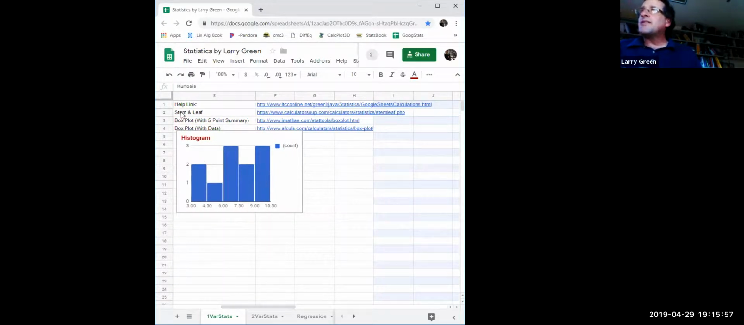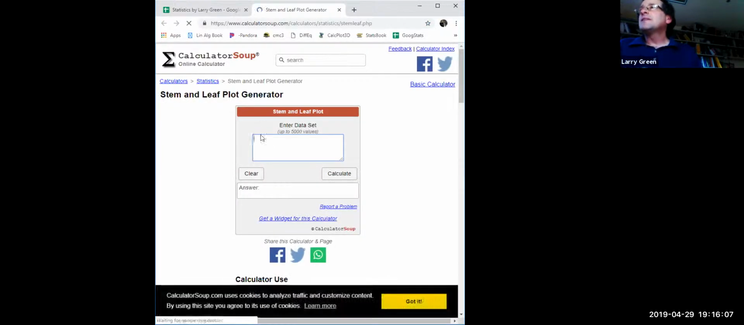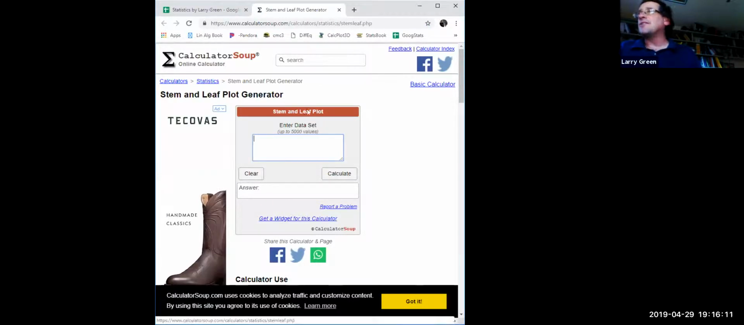is I have a stem and leaf creator and a box plot creator. So if you click this, and this, I didn't create this, and you go to it, then you enter your data set and you calculate, and it'll give you a stem and leaf plot. And then you can use that one, and hopefully your computer will allow you to do that. This is called Calculator Soup. There's a whole lot of others that do it too. This is just one I found that doesn't have that anger problem.